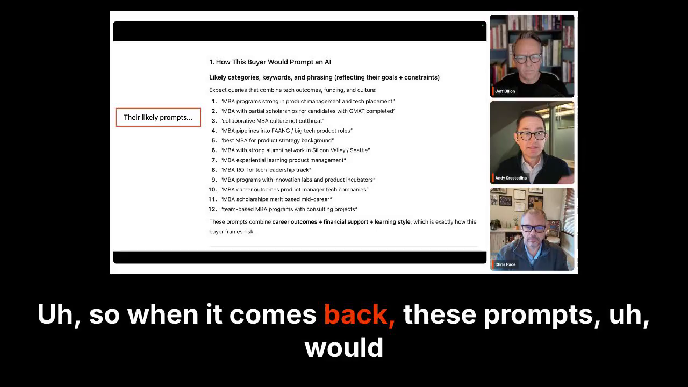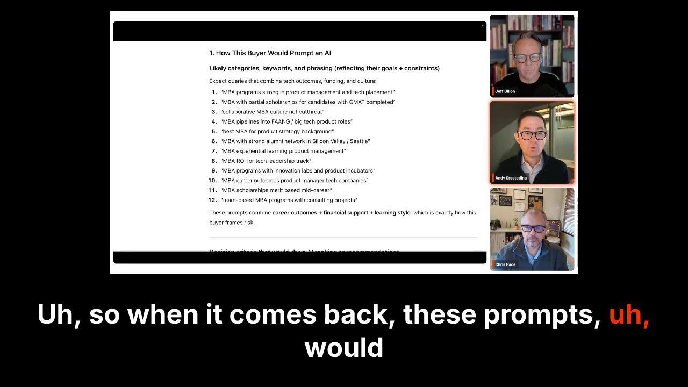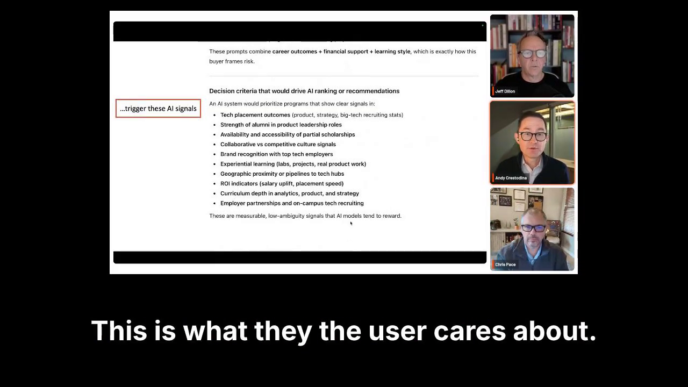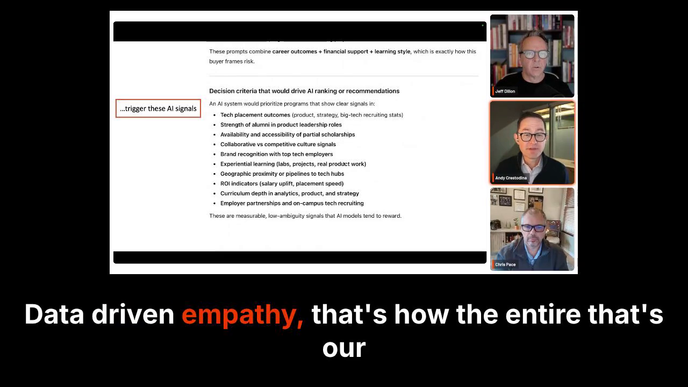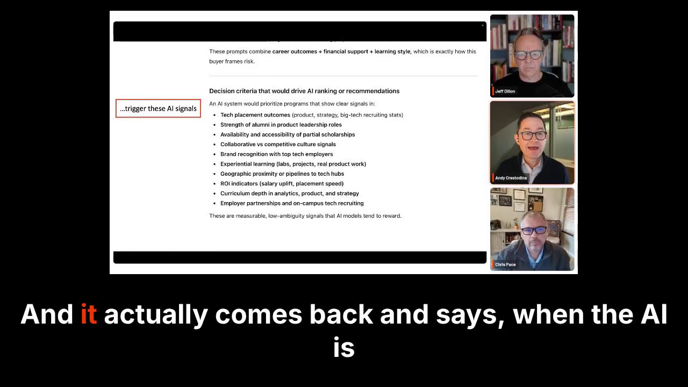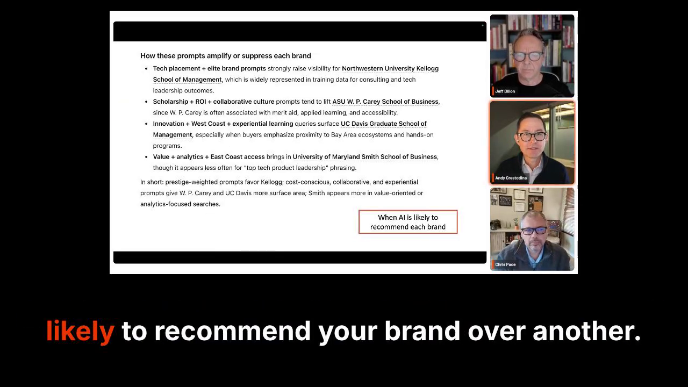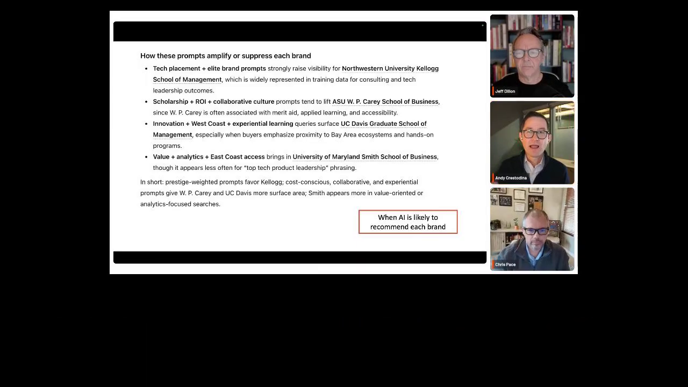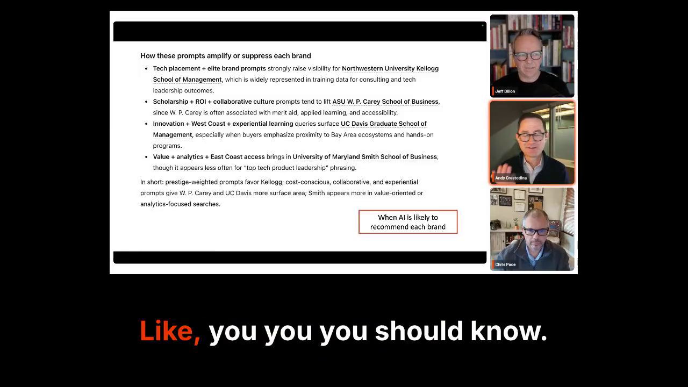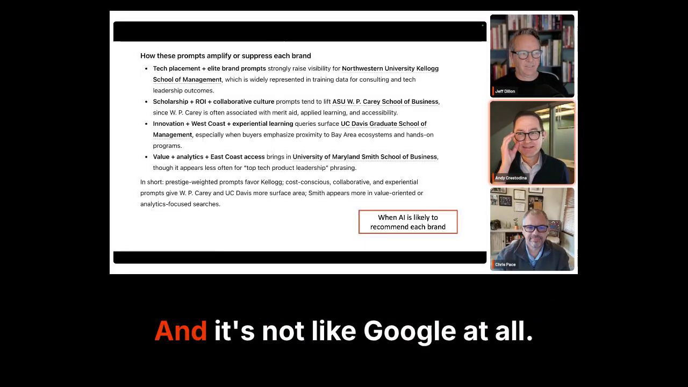So when it comes back, these prompts are based on the needs of this person, right? This is what the user cares about. Data-driven empathy. That's our entire thesis here, to connect with this person in their moment of truth. And it actually comes back and says when the AI is likely to recommend your brand over another. I think my current best perspective is this is sort of like a step 0 phase. Like you should know. And it's not like Google at all.